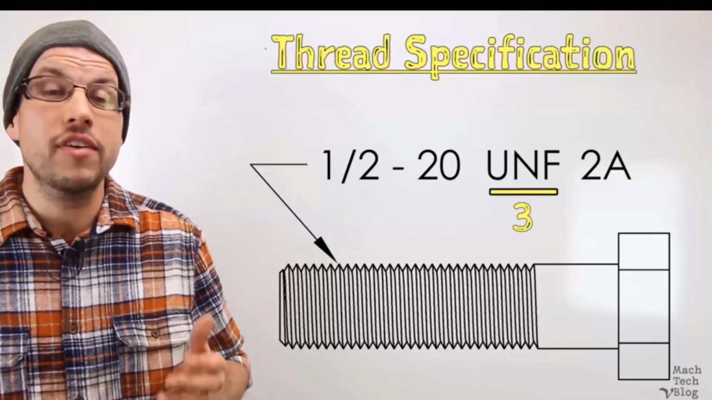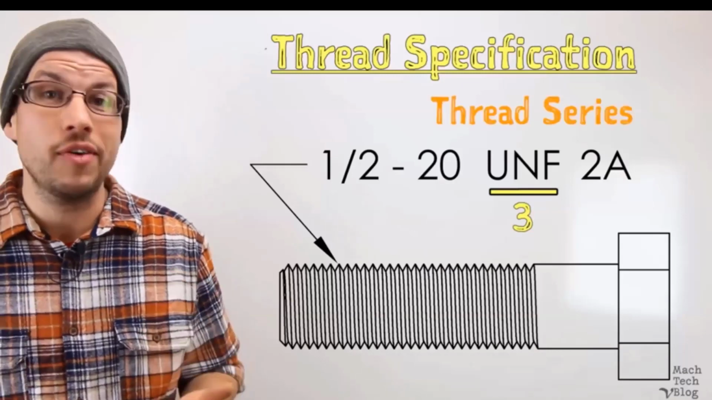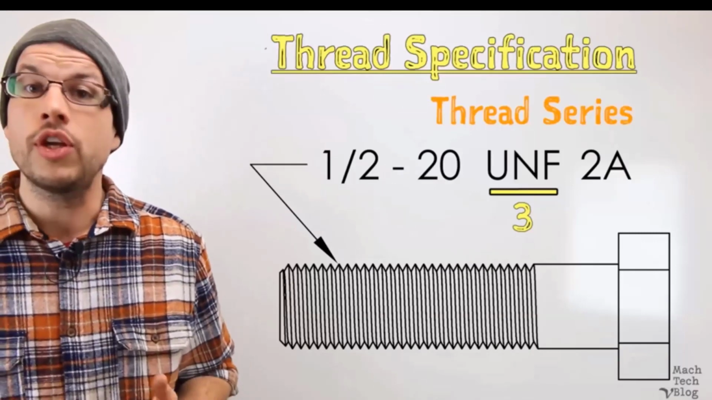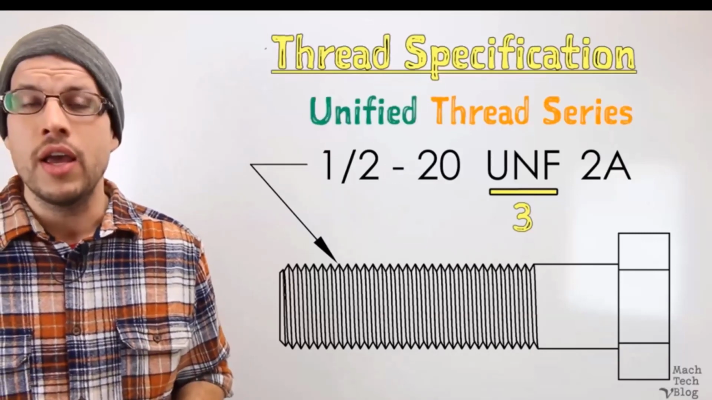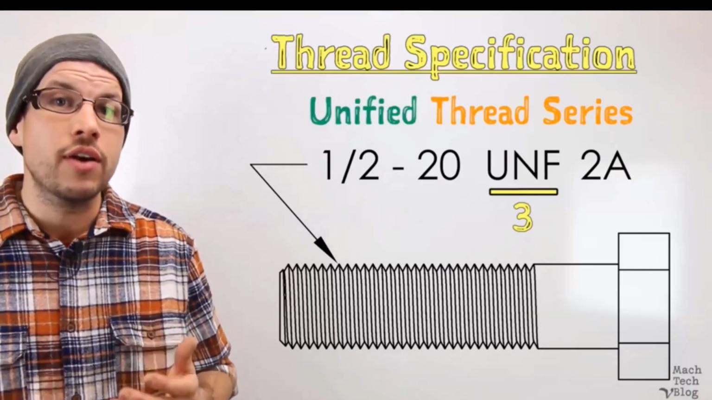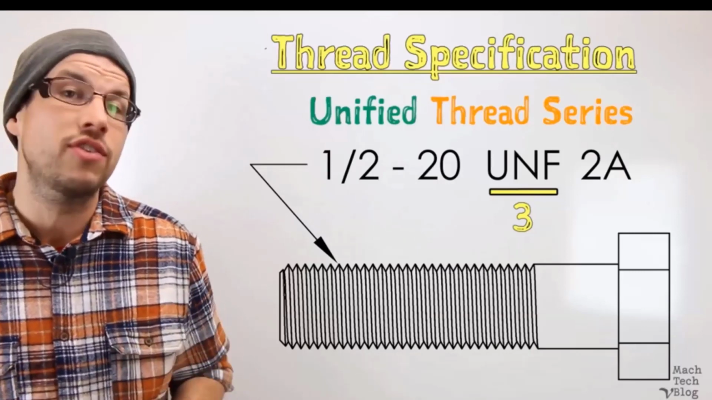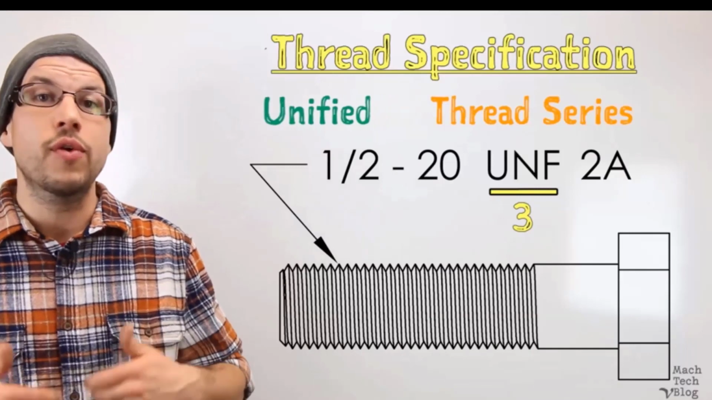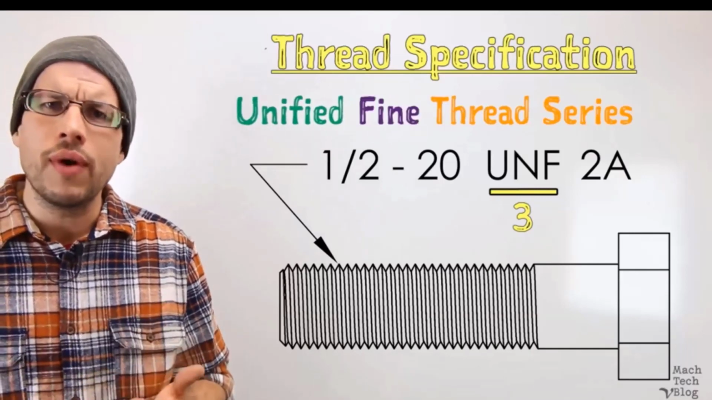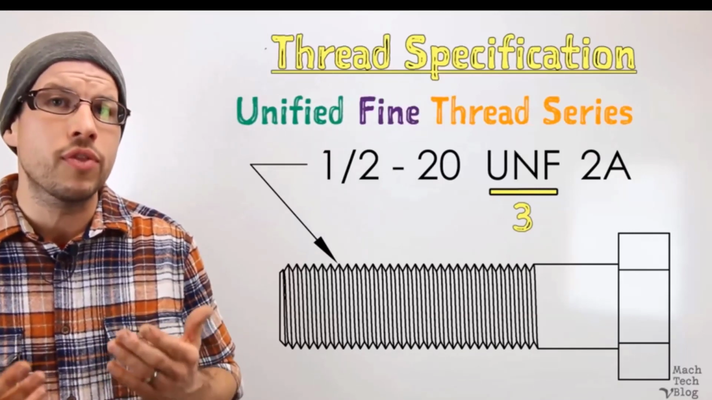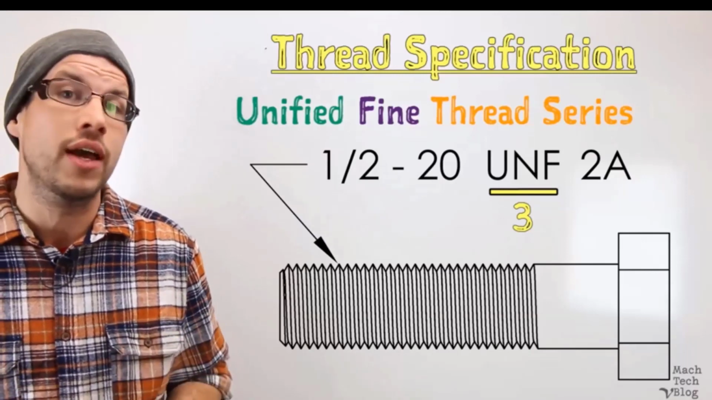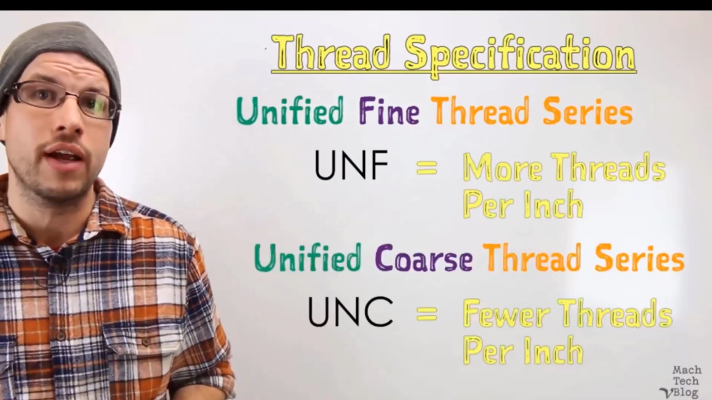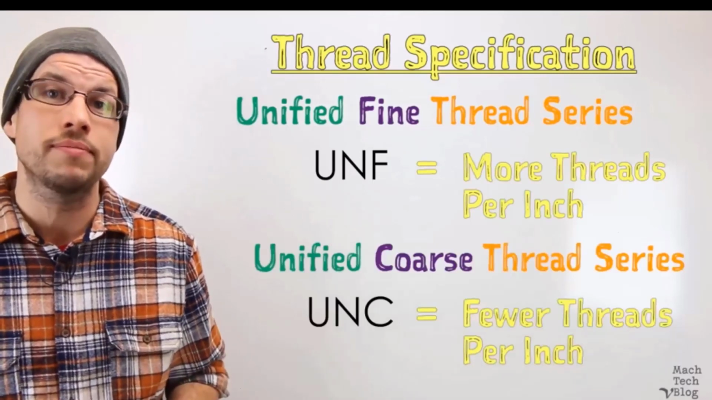The third piece of information is the thread series. In our case, we have UNF threads. The UN stands for unified, which is the designation for standard V threads with inch sizes used in the United States. The F stands for fine. Unified threads have standardized numbers of threads per inch for different major diameters. Fine threads have more threads per inch than coarse threads, which are specified with a C.